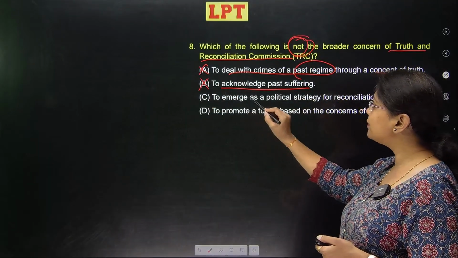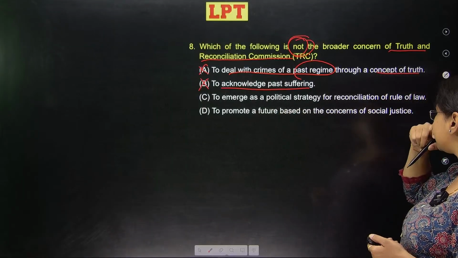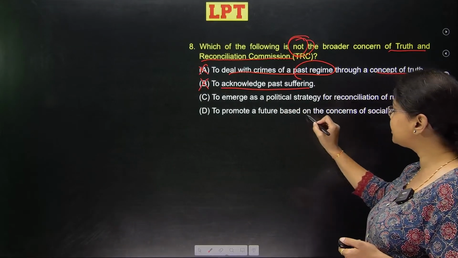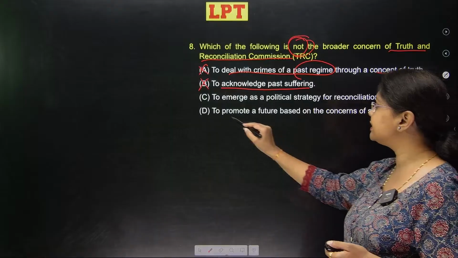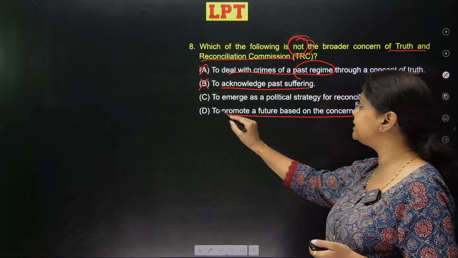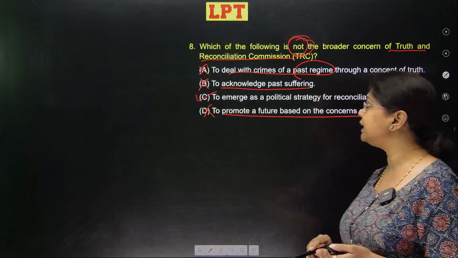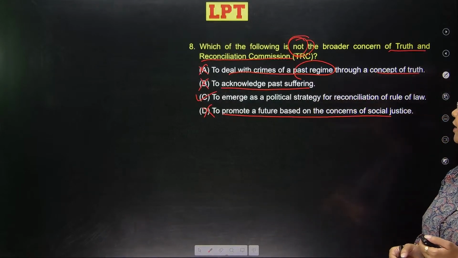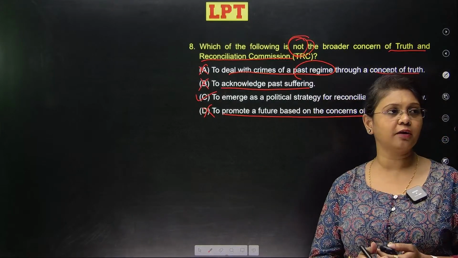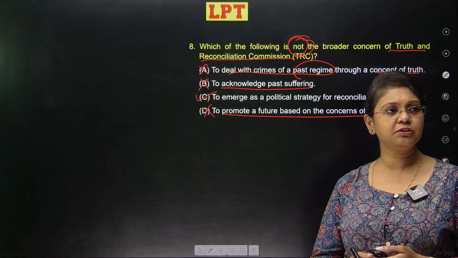Then it says to emerge as a political strategy for reconciliation of rule of law to promote a future based on the concerns of social justice. This has been stated by the passage. So this cannot be the answer choice. The answer is option number C, to emerge as a political strategy for reconciliation of rule of law. Yes, correct, Devesh. Very good.